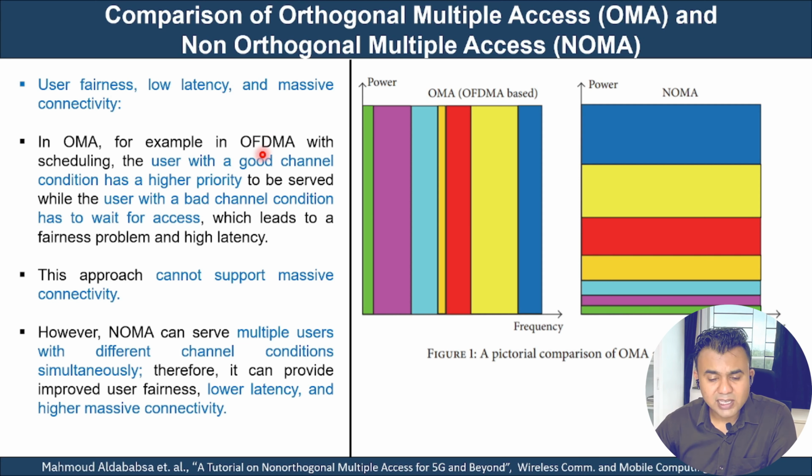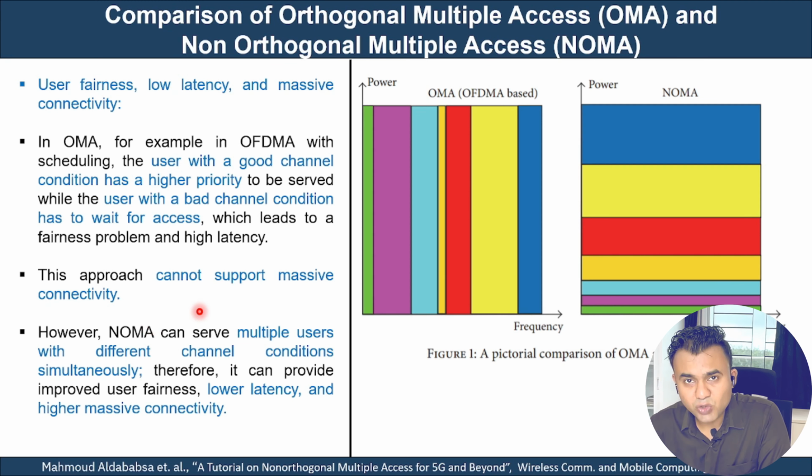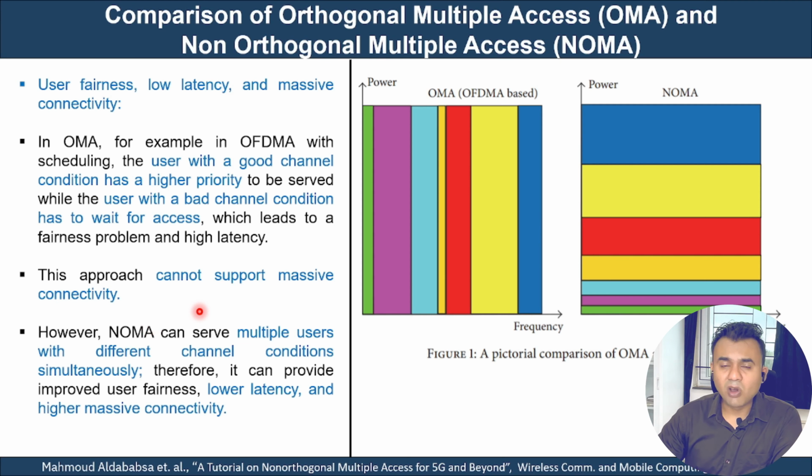In OMA, for example OFDMA, when we do the scheduling, the user with a good channel condition gets the highest priority to be served, and the user who has a bad channel condition has to wait for access. They do not get quick access, which leads to a fairness problem, and it adds to the latency. Latency goes high.